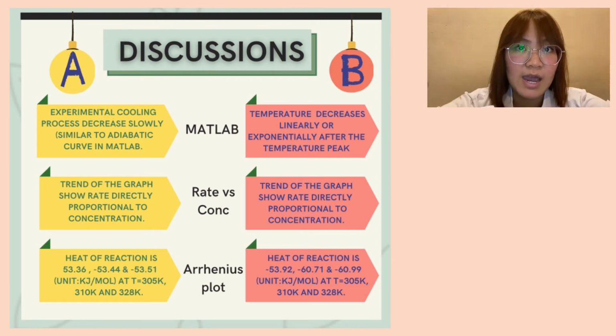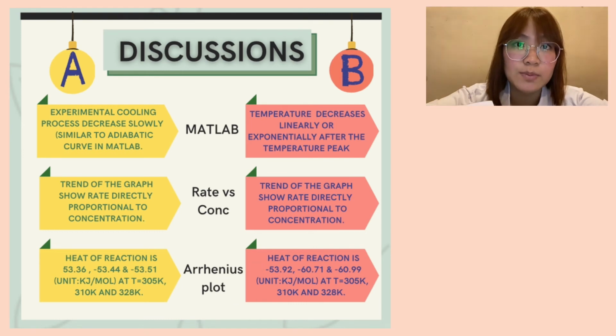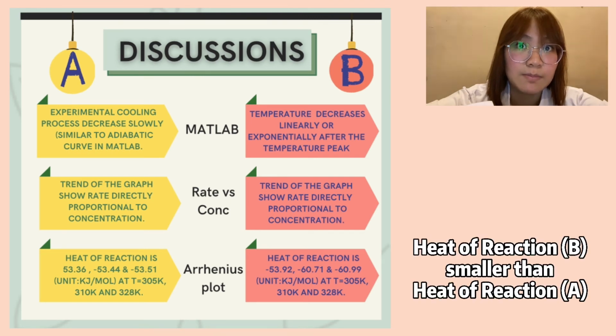From the Arrhenius plot of the hydrolysis process for Part A, the heat of reaction is negative 53.36 kJ per mole, negative 53.44 kJ per mole, and negative 53.51 kJ per mole, which are similar to the theory from the article. As for the heat of reaction in each of the Arrhenius plots in Part B, it is obtained at negative 53.92 kJ per mole, negative 60.71 kJ per mole, and negative 60.99 kJ per mole. From the obtained heats of reaction for both parts of the experiment, we can observe that the heat of reaction obtained in Part B is smaller than the heat of reaction presented in experiment Part A.